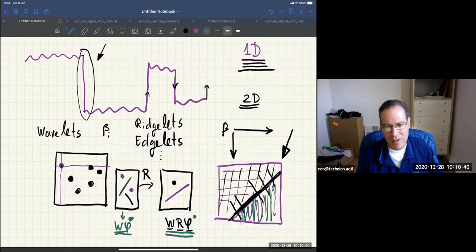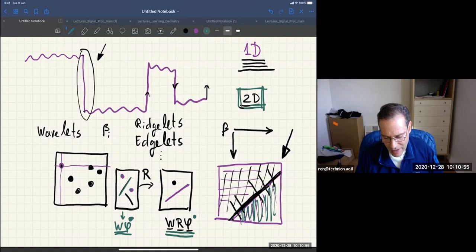Why? Because of many reasons, including the fact that the two-dimensional wavelet transform was not optimal in the rate of convergence in representing two-dimensional signals.